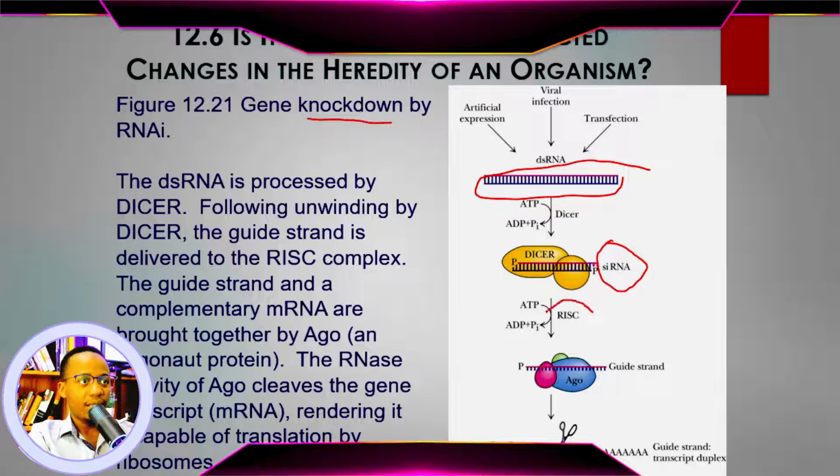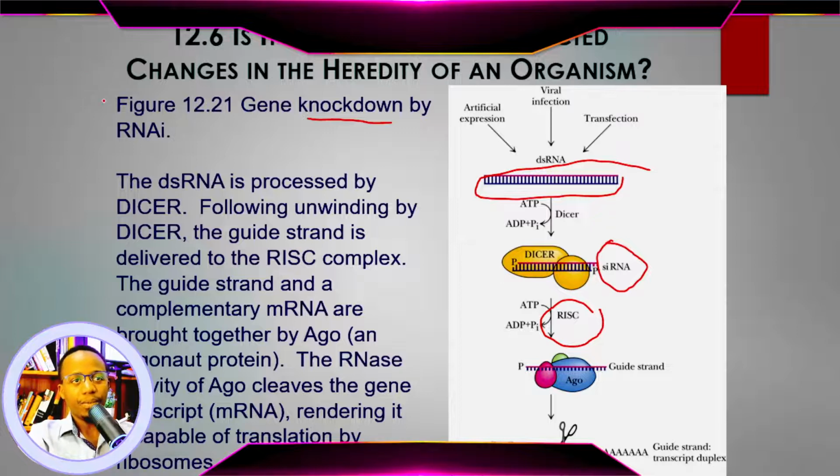And then after that, you have what we call a RISC complex, right? It's the one that comes in and breaks it down pretty much. So you have a dicer, you have a RISC complex, you have guide RNA, you have a siRNA, and then you have the double-stranded RNA that you start with. So this is how we knock down a gene using RNA interference.